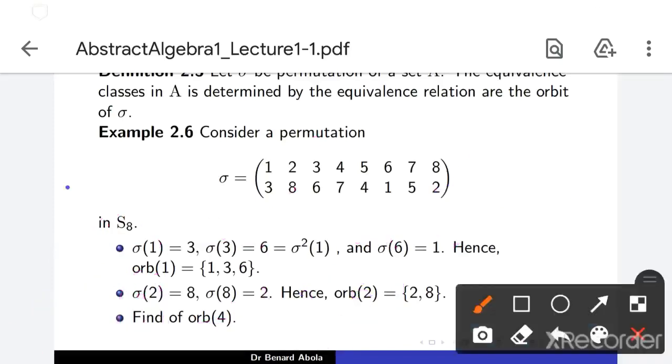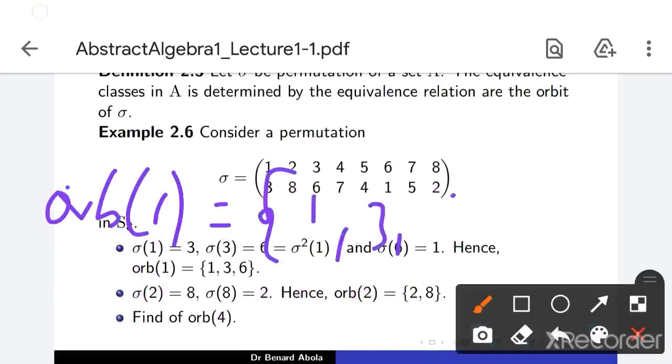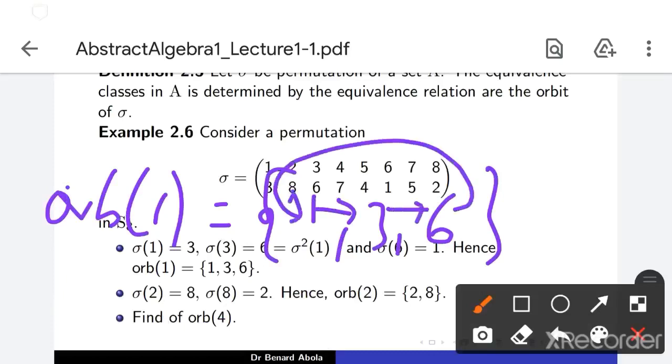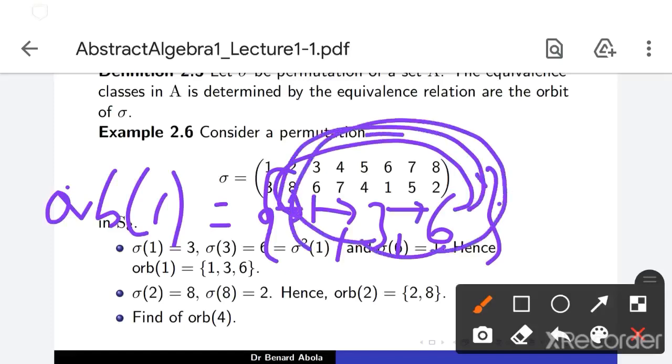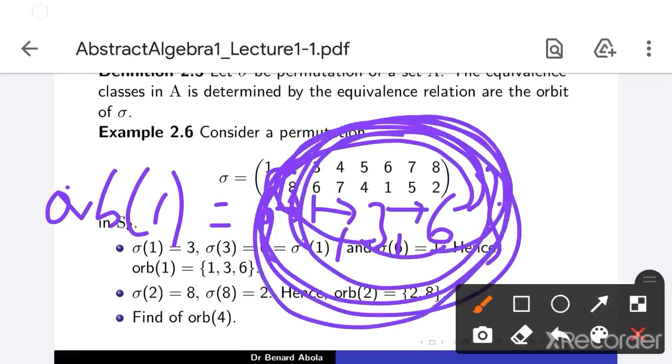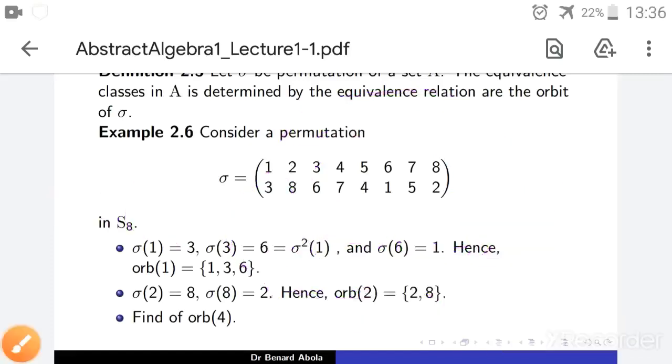Like also this orbit of 1. Let me first show you something. Take 1, 3, 6. You realize that the permutation of 1 gave you a 3, that of 3 gave you a 6, and that of 6 gave you a 1. So that's why it is called an orbit. It is in a circular way, it is rotating. When you come back to 1 again, you take its permutation, you go to 3, you go to 6, and again you come back to 1. So are you seeing that it's becoming an orbit, a circle? Yeah, that's what we mean.